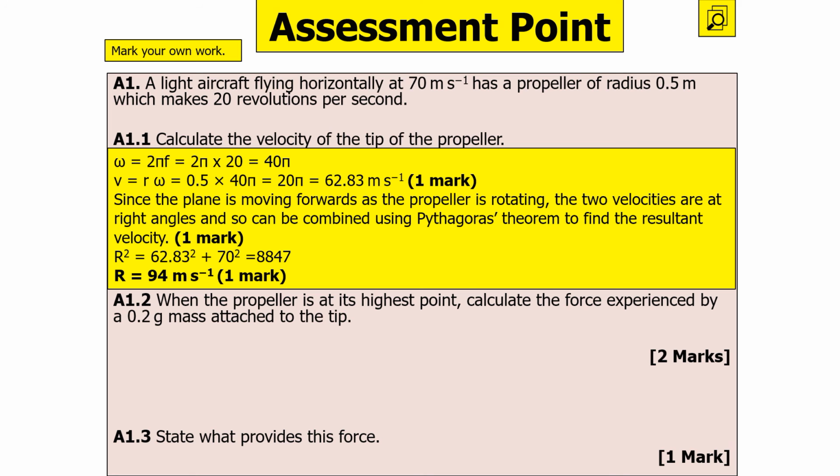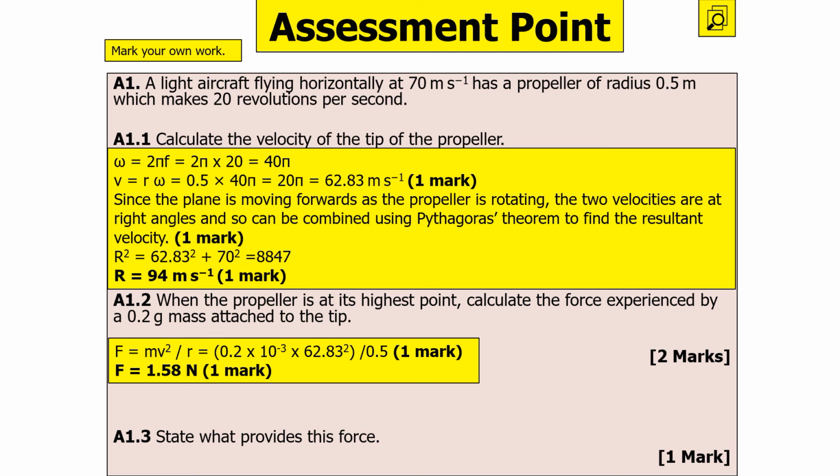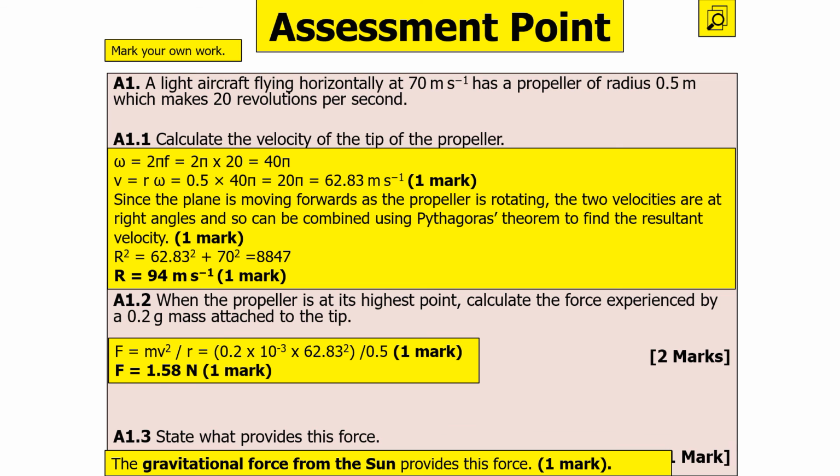So therefore it's going to be v squared equals 62.83 squared plus 70 squared, all square root, which is 94 meters per second. We then know F equals mv squared over r, so we can pop all the values in and we get 1.58 newtons. What's this force? It's the resultant centripetal force towards the centre, okay, so the centripetal force is provided by the gravitational force in this particular instance.